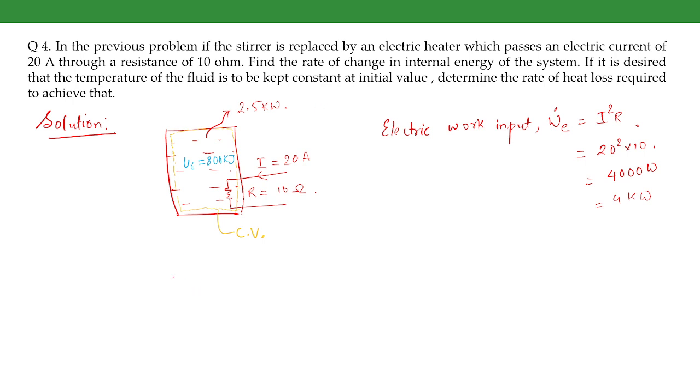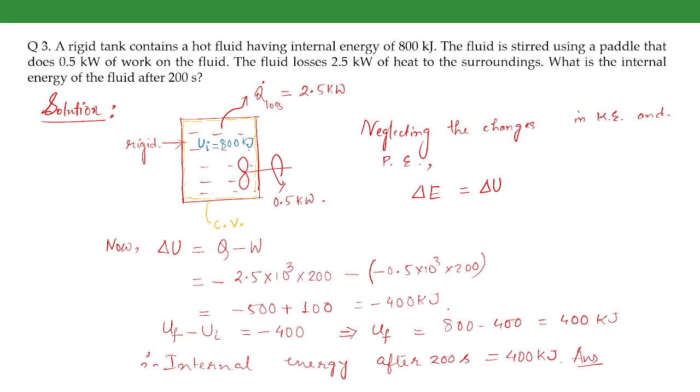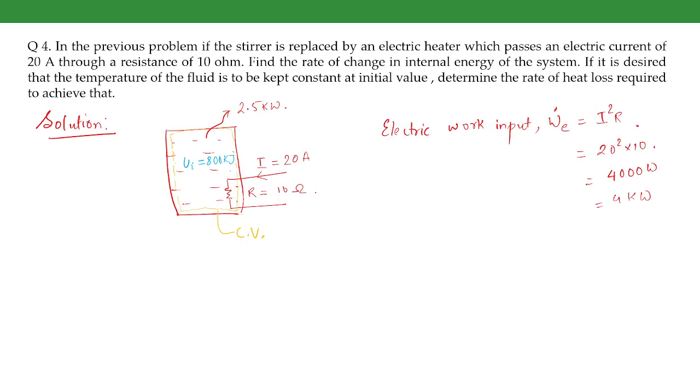So if we write the change in the energy, that is the energy balance for this control volume, we can write as usual, like the previous problem, we are neglecting the changes in the kinetic energy and potential energy. So the change in the total energy will be equal to the change in the internal energy only. So basically E will be written as U here.